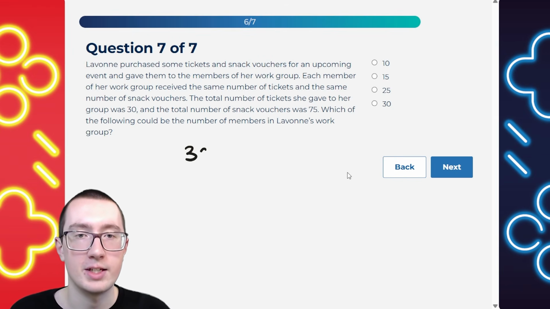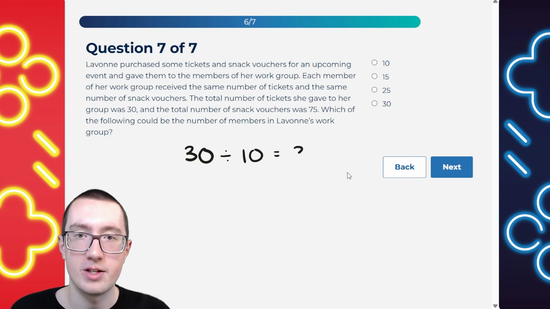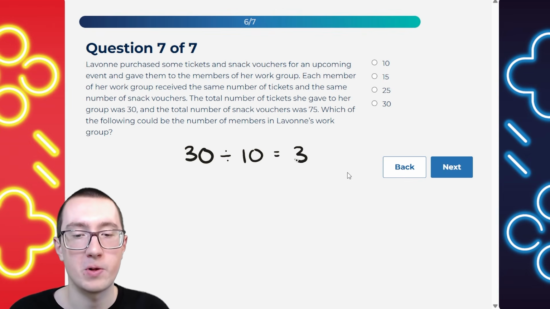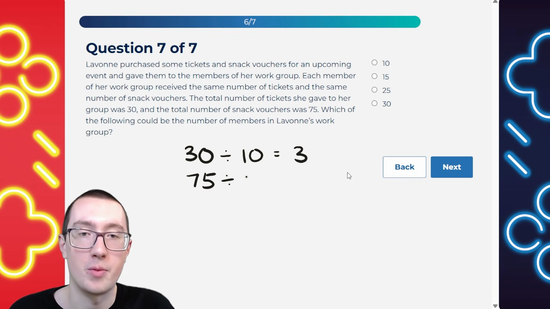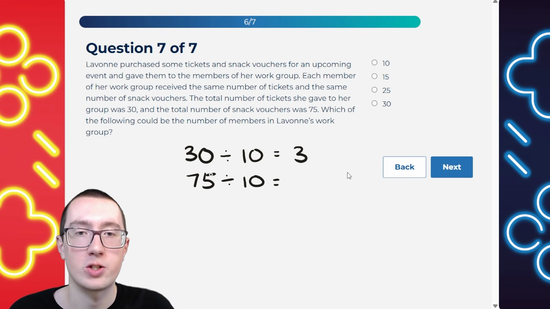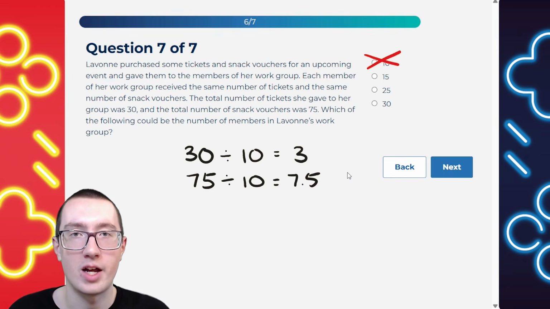So if there are 30 tickets and 10 people, well, 30 divided by 10 is 3. So each person in the group is going to get 3 tickets. But the problem comes up with the 75 vouchers, because if you tried to divide that among 10 people, you can't divide it evenly. It's going to be 7.5, and you're not going to give someone half of a voucher. So 10 is not going to be a reasonable answer.